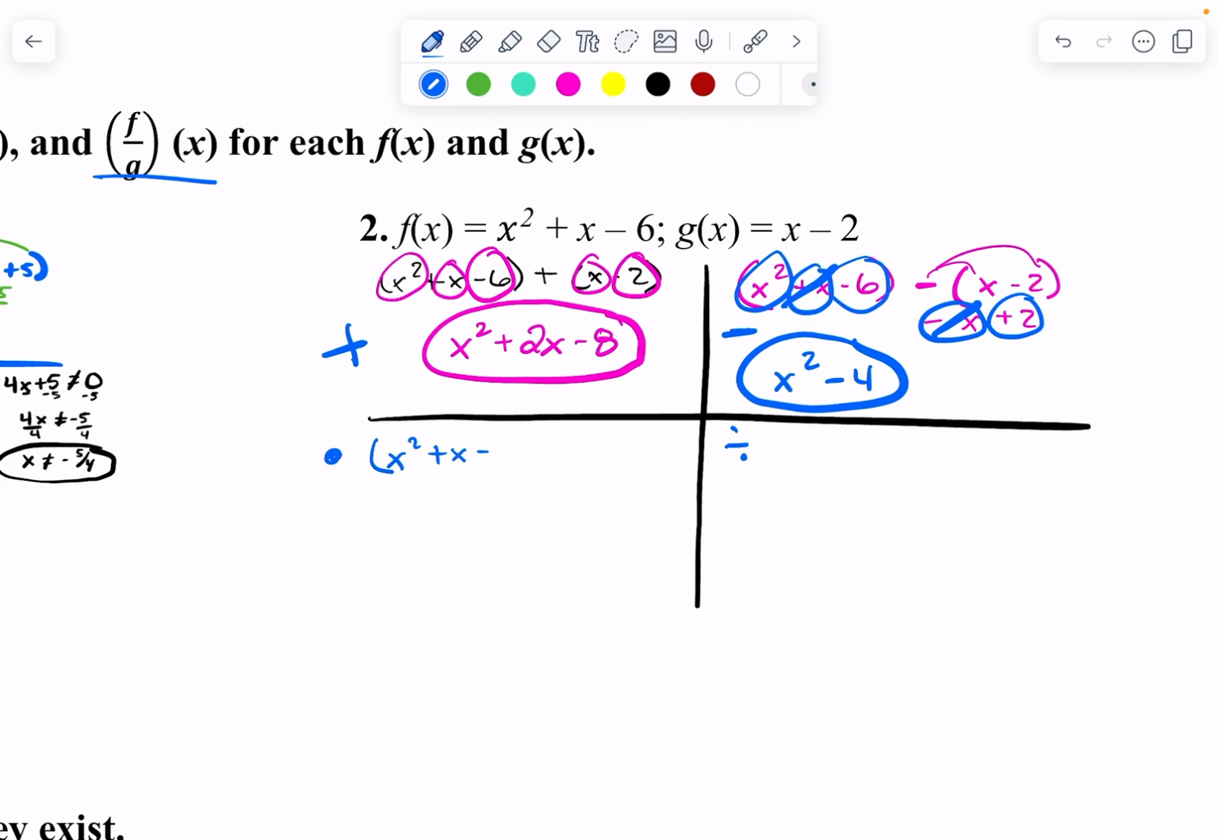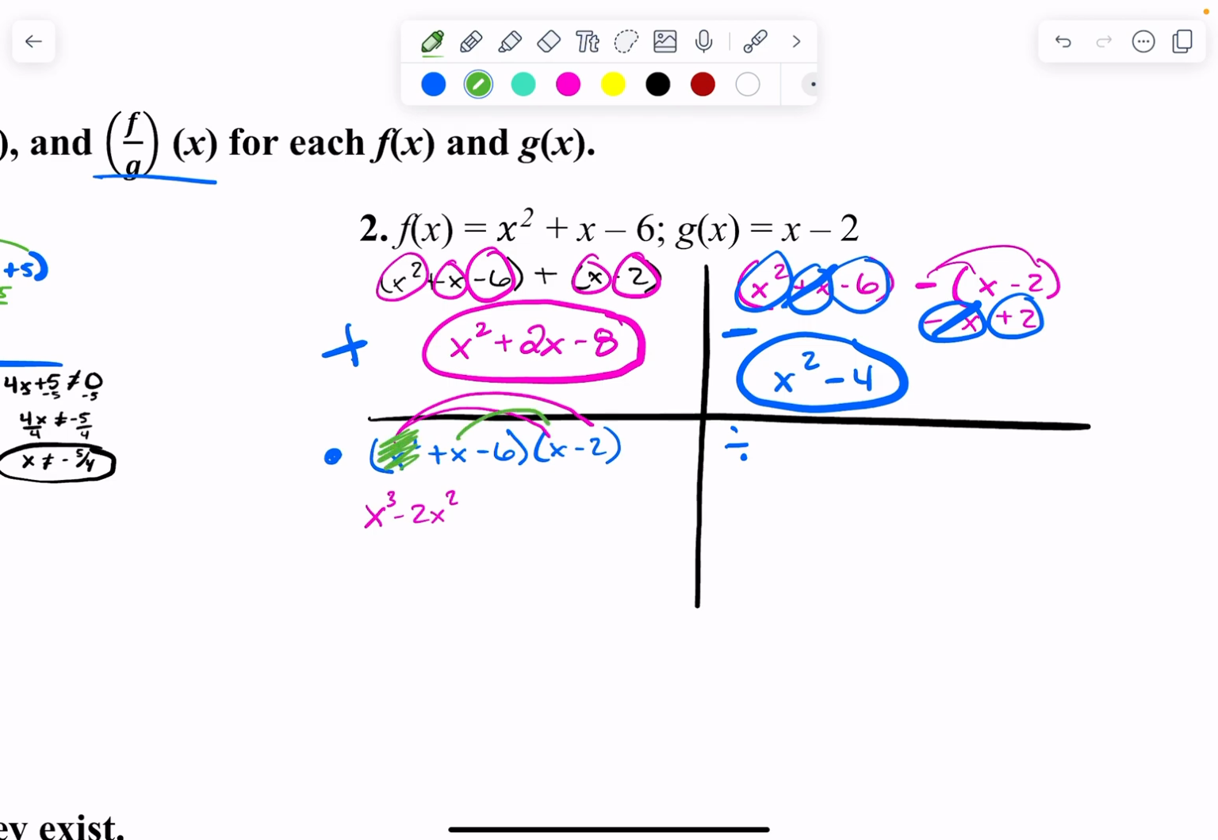X squared plus x minus 6, and then x minus 2. Okay, I've got to FOIL this. So I'm going to take x squared times this guy and x squared times that guy. That's what I'm going to start with. X squared times x is x cubed. X squared times negative 2 is negative 2x squared. Then I'm done with the x squared.